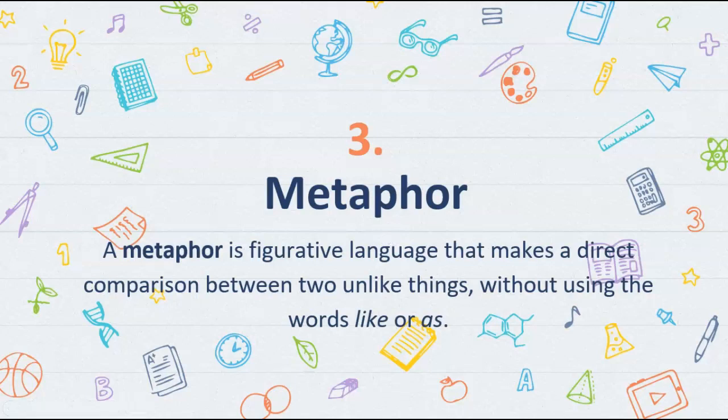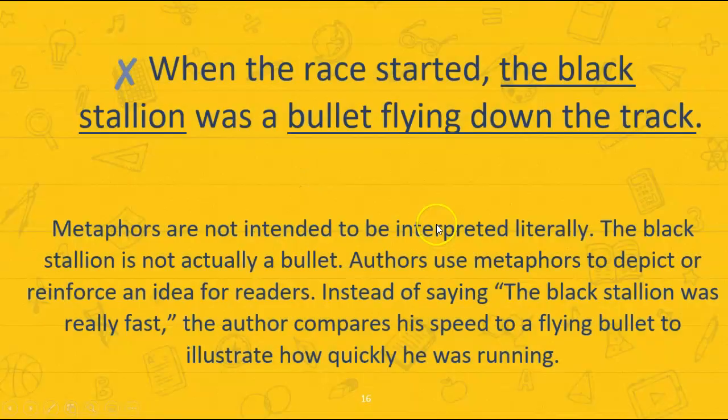Let's talk about metaphors. A metaphor is a figurative language that makes a direct comparison between two unlike things. Now, metaphors do this without using the words like or as. For example, when the race started, the black stallion was a bullet flying down the track. Okay? We know that that stallion is not a literal bullet flying down the track. They're comparing the stallion to the speed of a bullet.